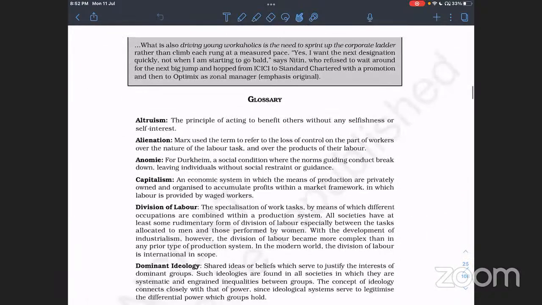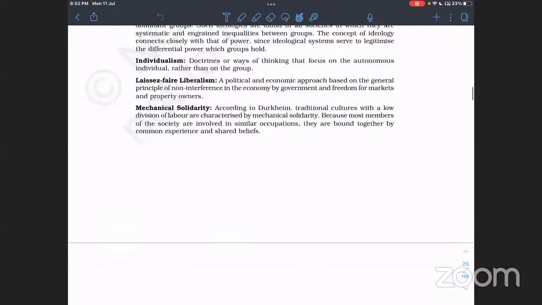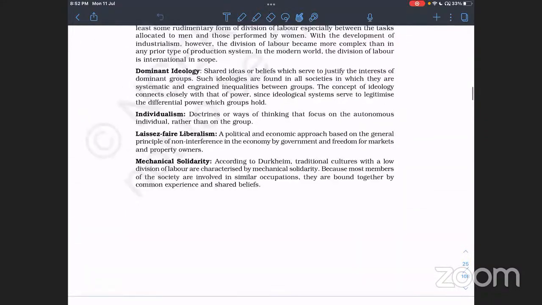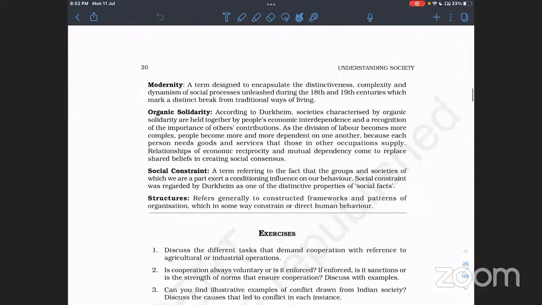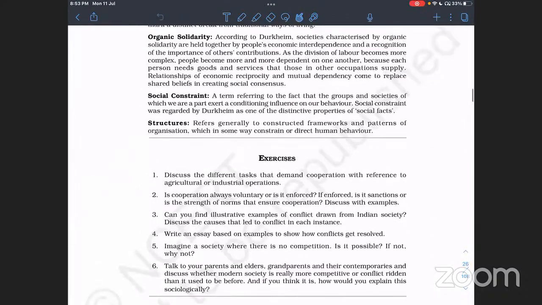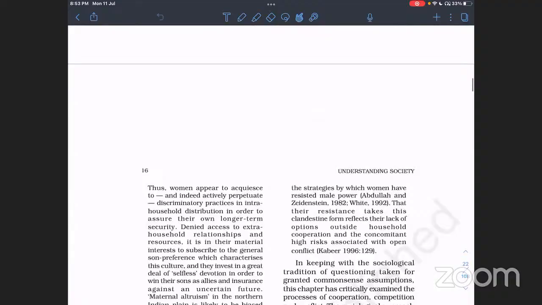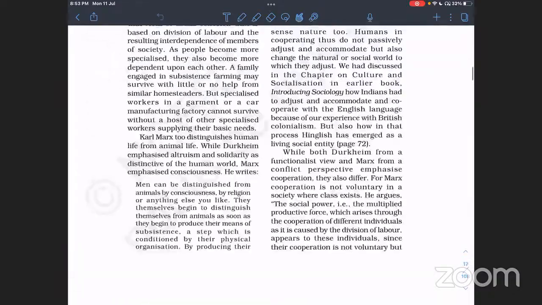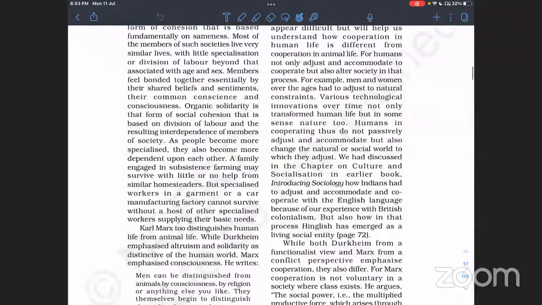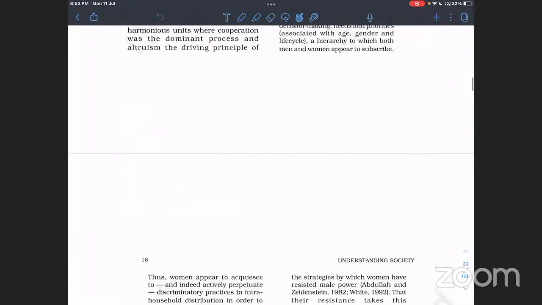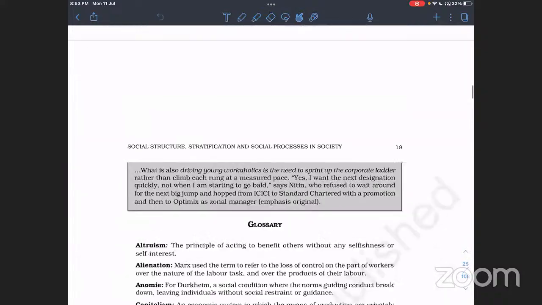With the basics I have given you, it is very easy now to read this topic and generate interest in it, and also go through this glossary. Some terms like mechanical solidarity and organic solidarity you may not be in a position to understand. Don't worry, those things will be covered as part of the classroom discussion. After this basic introduction to social structure, social stratification and social process with the examples I have given, don't think it will take much time to read this chapter. Also try to answer these questions. I know you are beginners and it might be a little difficult, but don't give up. Whatever little you write, try to write answers for these topics also.